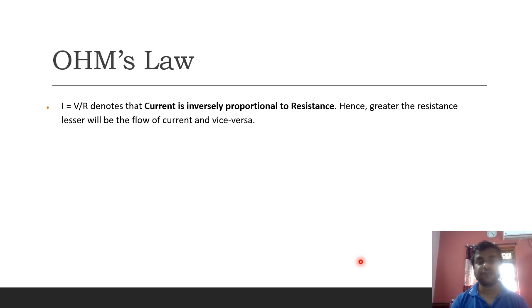Whereas, in contrast to that, voltage is directly proportional to the current flowing through. So if the voltage increases, the current will also increase in that particular circuit, because we know that voltage is nothing but an electrical pressure at the two ends of the circuit, and it's basically the work that needs to be done to bring the electron charge from one end to another end. Okay.